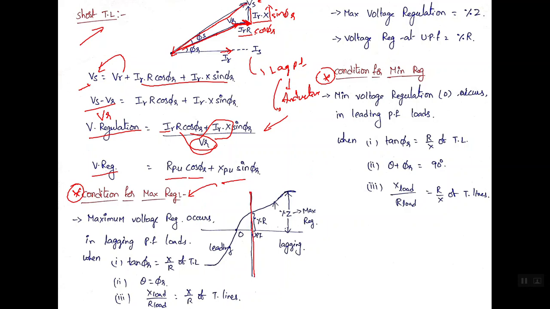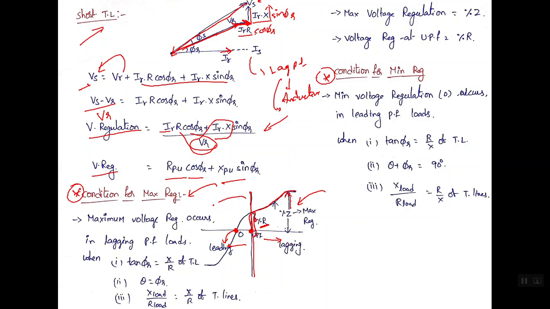Here is unity power factor. This is lagging, this is leading. That means we have higher voltage regulation at lagging power factor and zero regulation at leading power factor. These two are very, very important. We get maximum regulation at lagging power factor, and zero or minimum regulation at leading power factor. And at unity power factor, what is the regulation? At unity power factor, it is percentage R, that is R per unit.